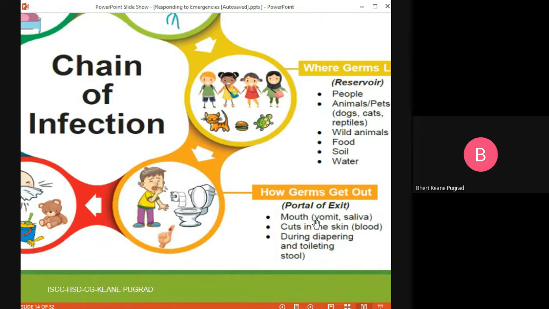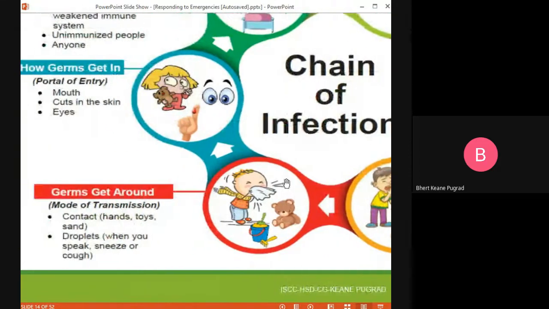Aside from the mouth, aside from the nose, portal of exit could be through a cut in the skin, breakage in the skin, no? Ano pa? Sa mga stools natin, sa mga ihi natin. Okay? So kapag lumabas yung bacteria, paano na siya ngayon pumapasok sa i-attack na pasyente, i-attack na tao? Okay? They need the mode of transmission. Kasi yung mga bacteria natin, hindi naman nila kayang maglakad, okay? Wala naman silang sasakyan para mapunta sa mga i-infect na individual. So they need mode of transmission.